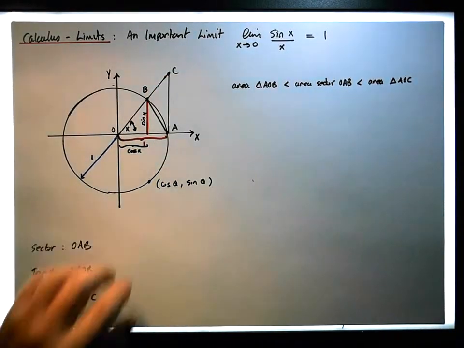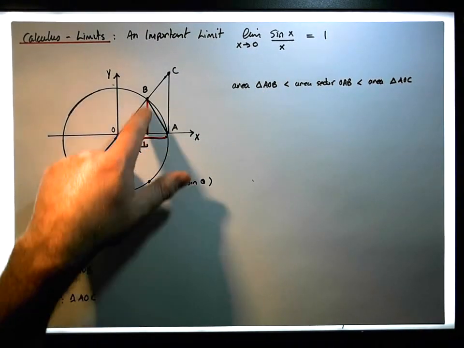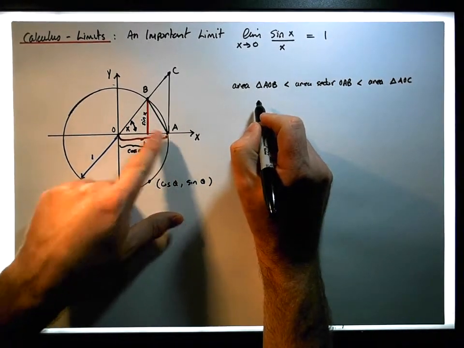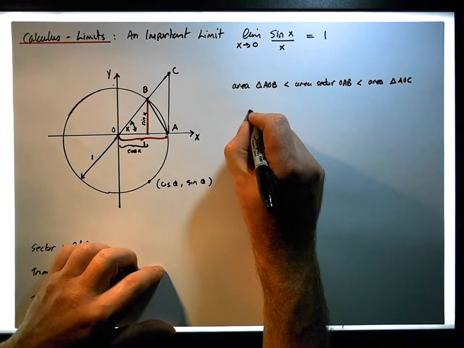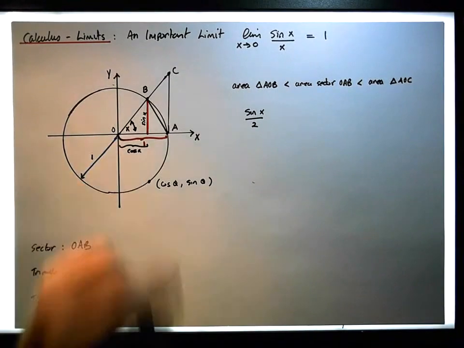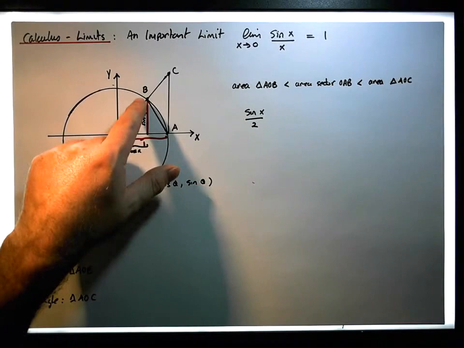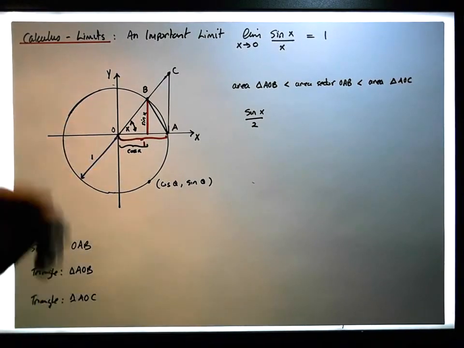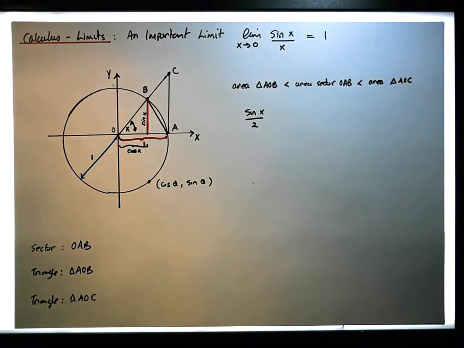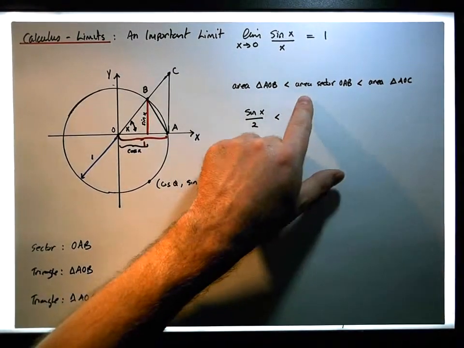So what we now know is that the area of this triangle is half its base, its base is 1, times its perpendicular height, which is sine x. So the area of the triangle AOB must be sine x over 2. Half of 1 is a half, and a half times sine x is a half sine x. So we end up with sine x over 2, which must be less than the area of the sector.